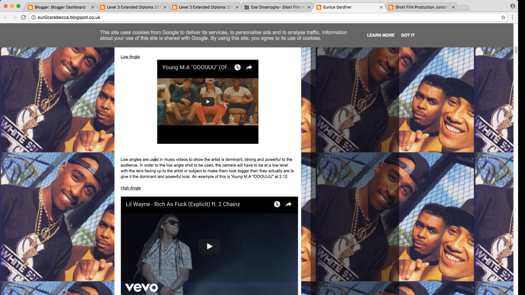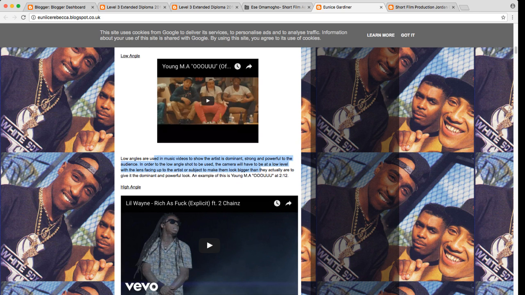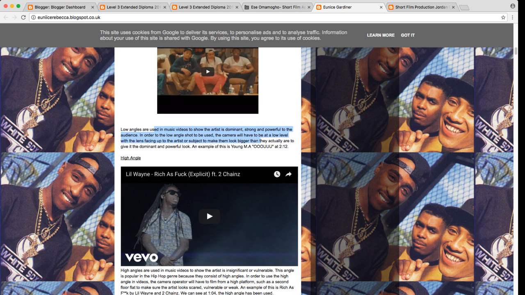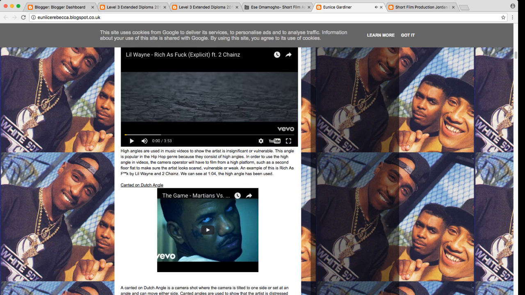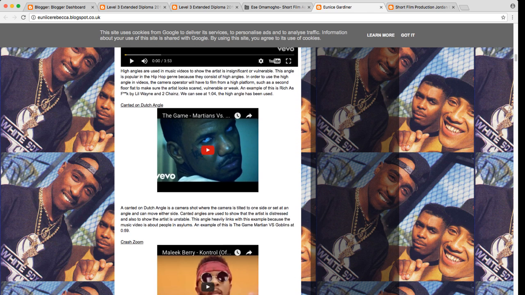Low angles, we talked about dominance and strong. Very good. Again, you could add here about how dependent hip-hop or rock or pop is on this to hit the distinction. You've mentioned about high angles being used here, and you've given me a specific detail. So again, why would Lil Wayne be using that kind of high angle there at that point? Maybe just give me a little bit more on that.